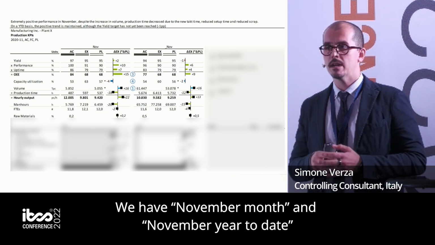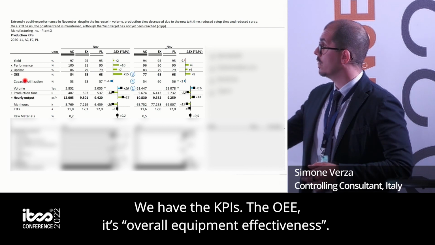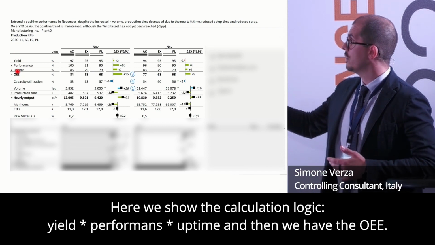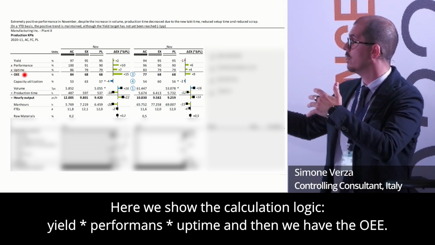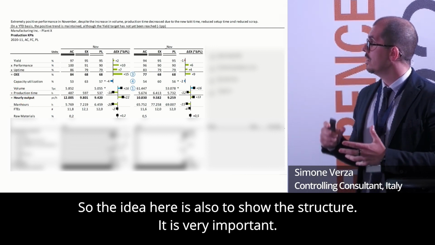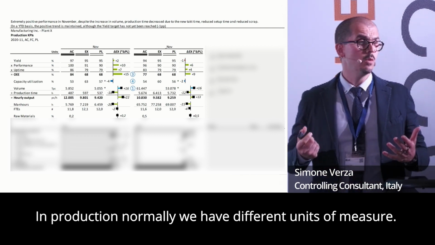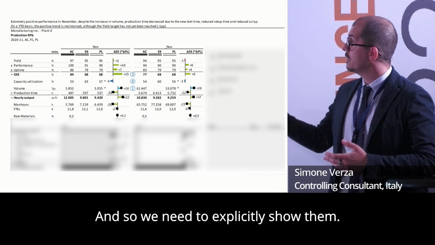We have November month and November year to date. We have the KPIs, the OEE, its overall equipment effectiveness. Here we show the calculation logic: yield, time performance, uptime, and then we have the OEE. And then same story for the hourly output. So the idea here is also to show that the structure is very important. In production, normally we have different units of measure, and so we need to explicitly show them.